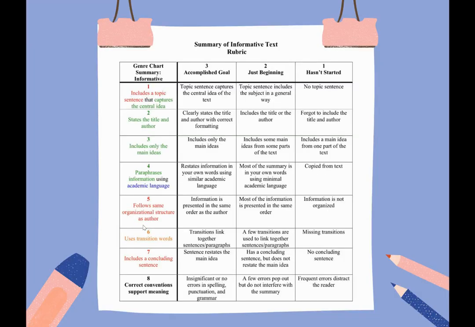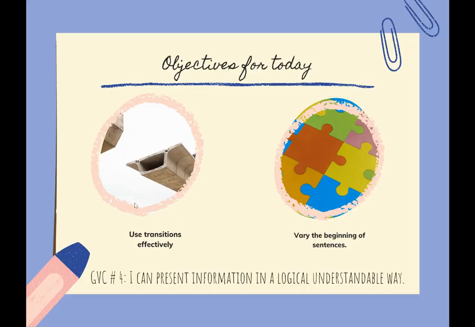Remember, this is on your rubric, and I will be grading you to make sure that your transitions link together your sentences or your paragraphs. Since a summary is just a paragraph, you're just linking your sentences. Hopefully, you are able to use transitions effectively and you varied the beginning of your sentences. As always, if you have any questions, please let me know.